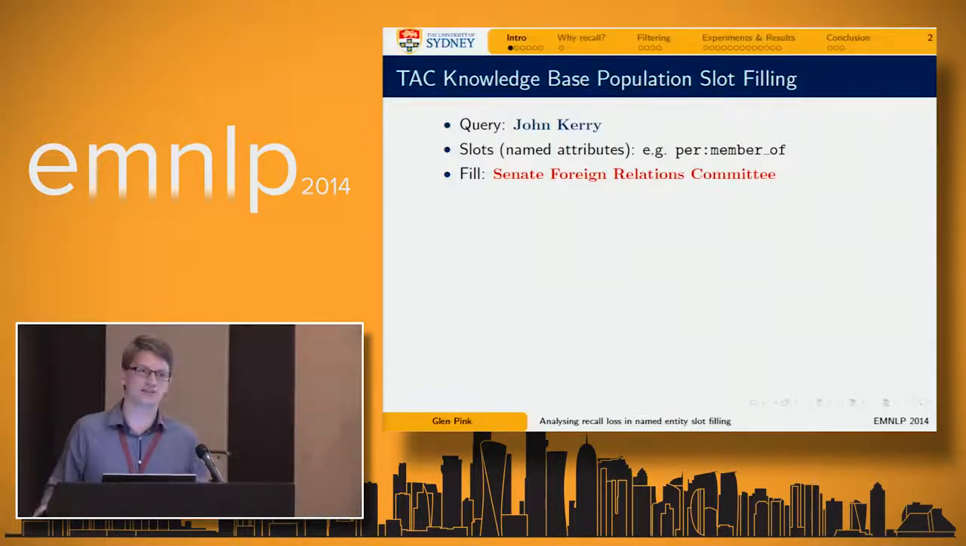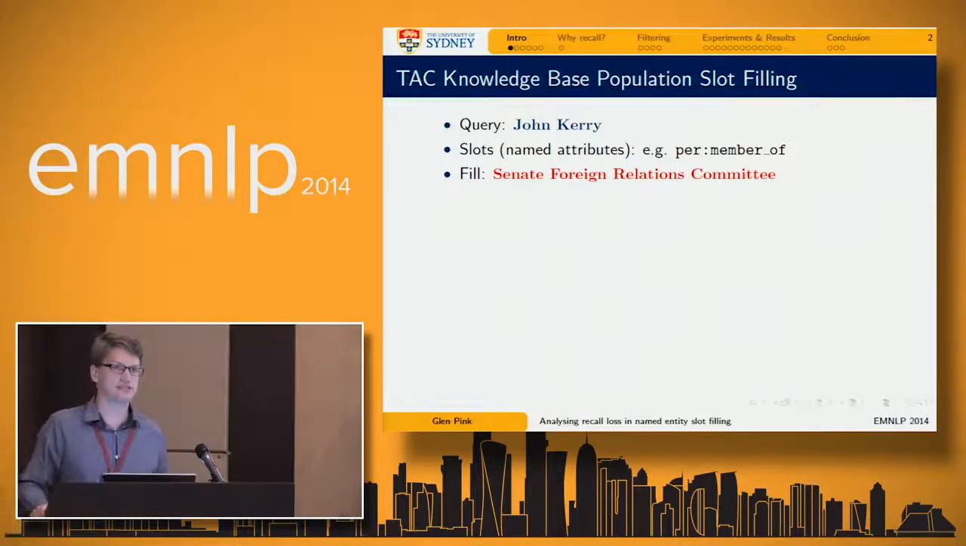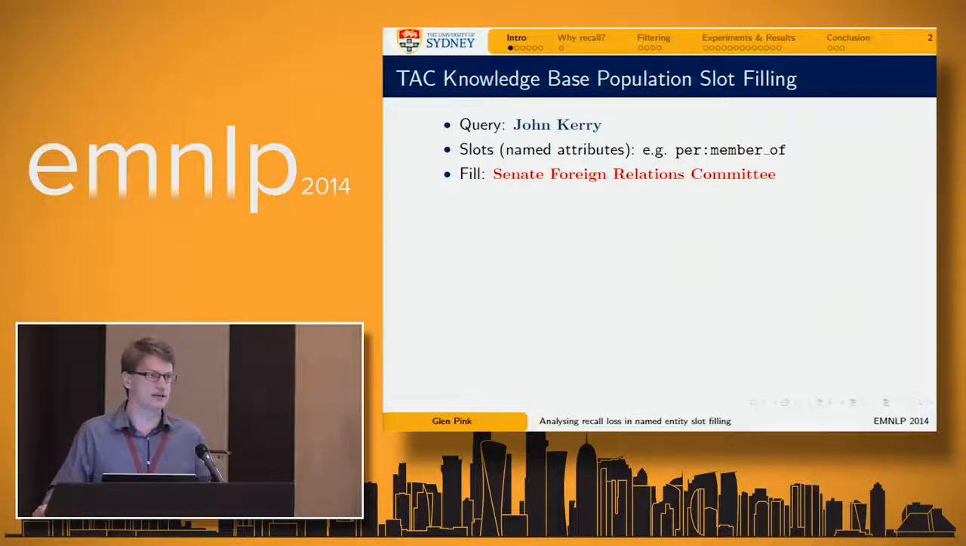The TAC knowledge-based population slot filling shared task is a query-oriented relation extraction task where systems are given queries. They're given a list of slots, which are just named attributes such as city of birth, employers, and so on. And then systems are required to fill these slots for these queries from a corpus of documents. And the TAC corpus is a few million newswire and web documents.